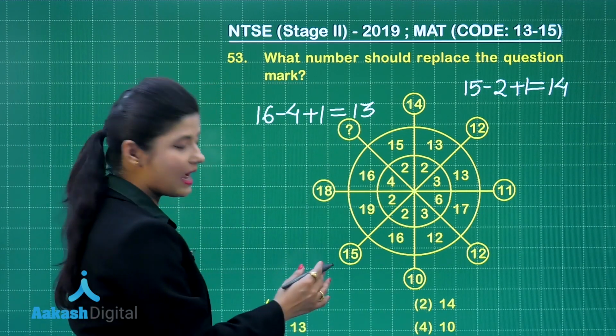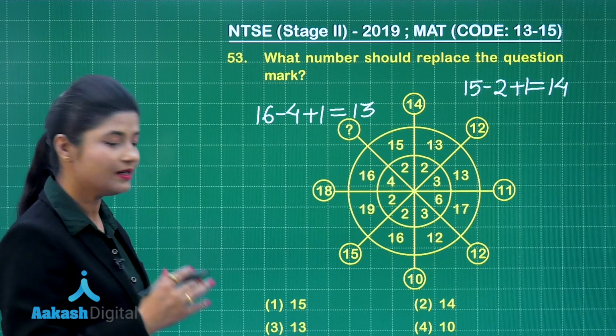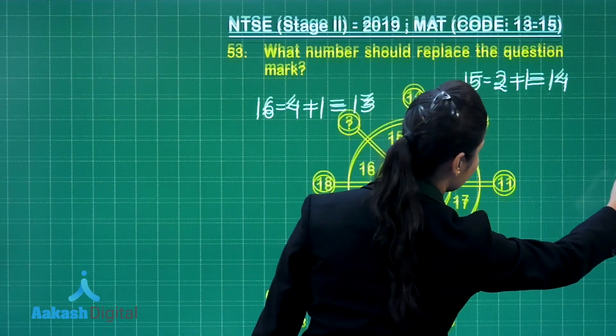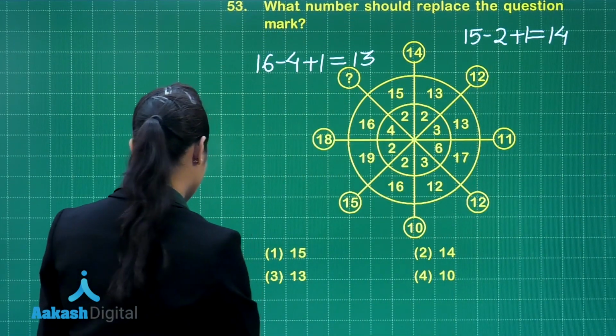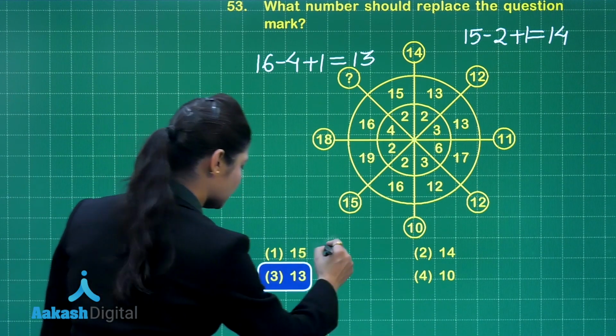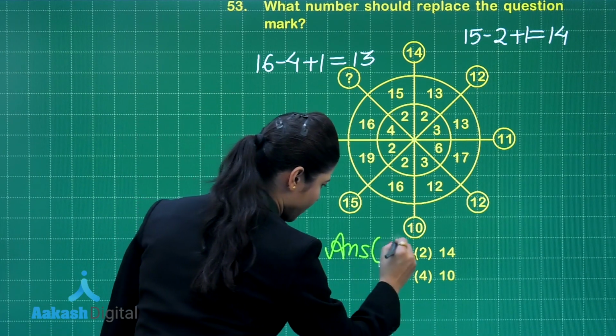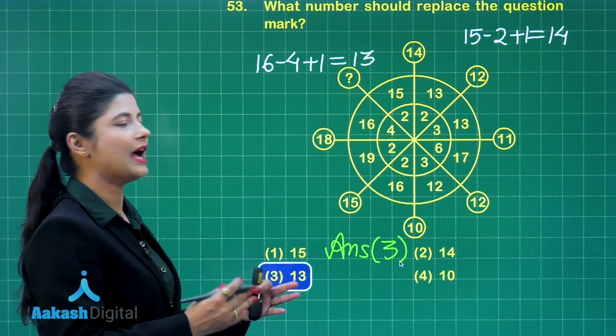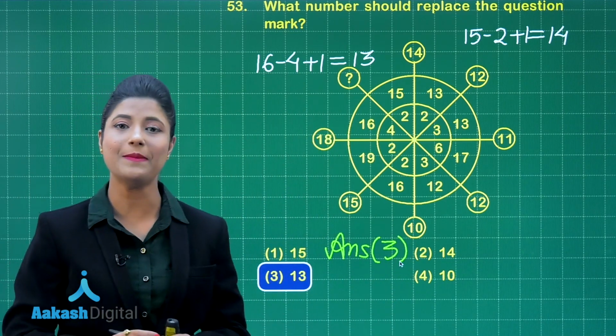You can clearly see out of these 4 options, the answer is found here in option number 3. The correct answer for this question is option 3. You can mark your answer as option 3, that is 13. I hope it is clear to you. Let's take up our next question.